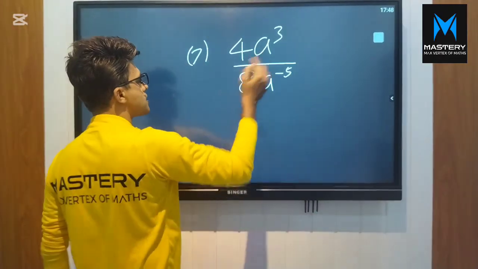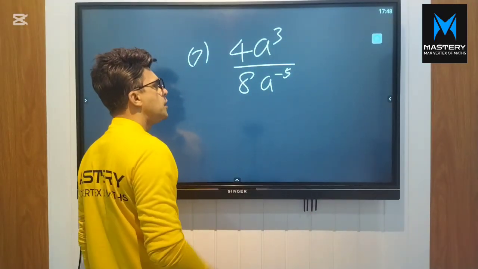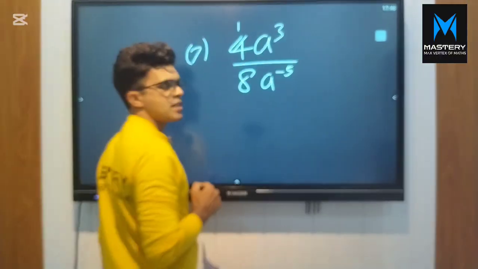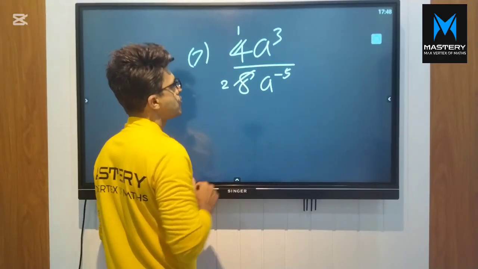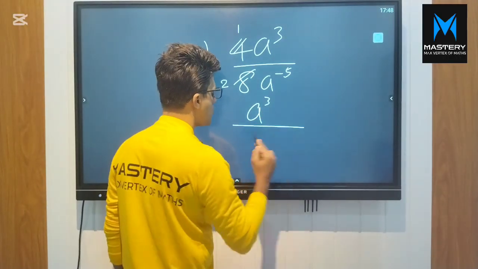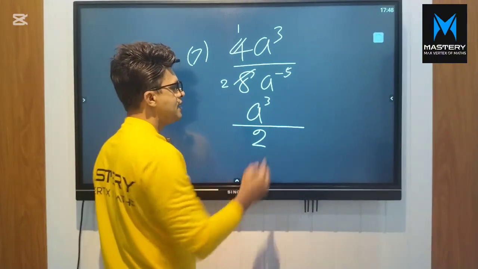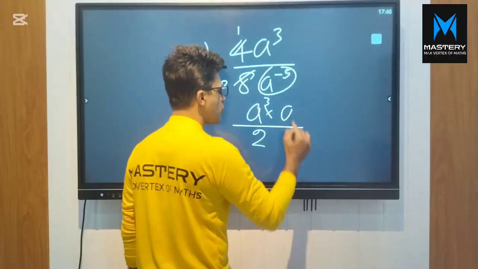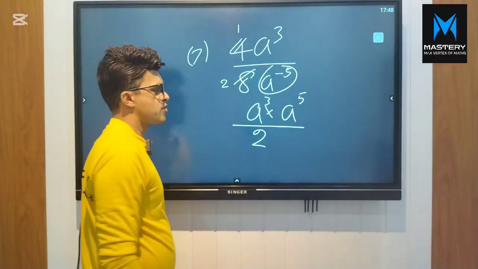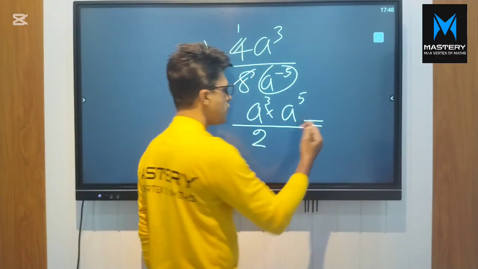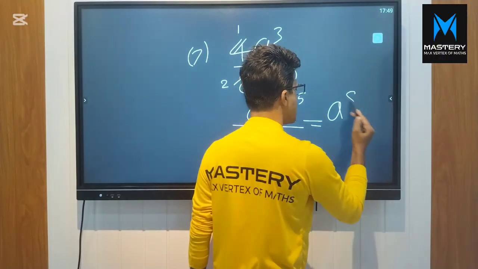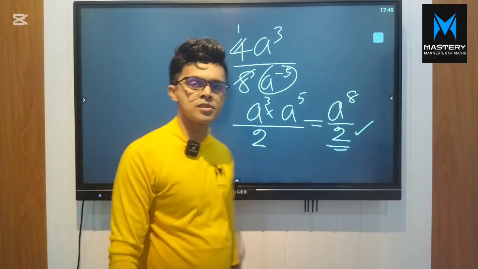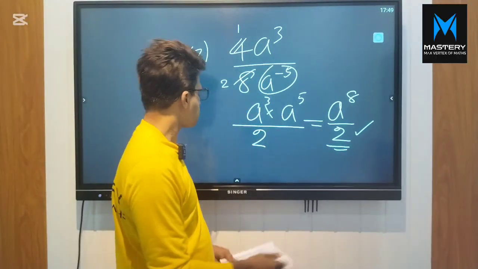So here, this question should be taken as a positive index. This one can be simplified: 4 over 8 gives 1 over 2. Then here a to the power 3. In the denominator, you have to write this 2 here. Then this a to the power minus 5, when it goes to the numerator, becomes positive. This a to the power minus 5 becomes a to the power plus 5. So here, a to the power 3 into a to the power 5 is a to the power 8. A to the power 8 over 2 is the answer. Right? When the base is equal, when it multiplies, generally we add.